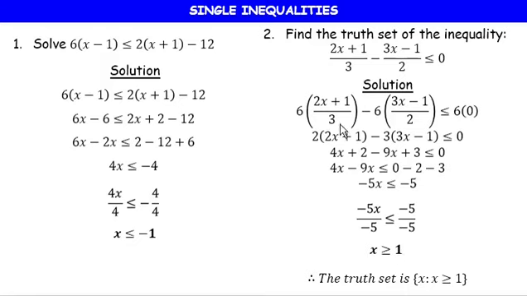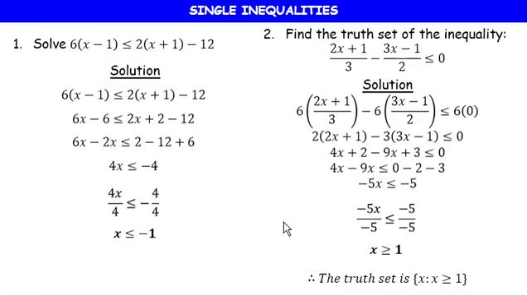Right? So we were asked to find the truth set. Therefore the truth set is x such that x is greater than or equal to positive 1. This is how you write your final answer. So take note of this rule: the moment you divide through by a negative coefficient, the inequality will turn to the opposite direction. As you can see, this less than or equal to became greater than or equal to. So that is that for single inequalities.